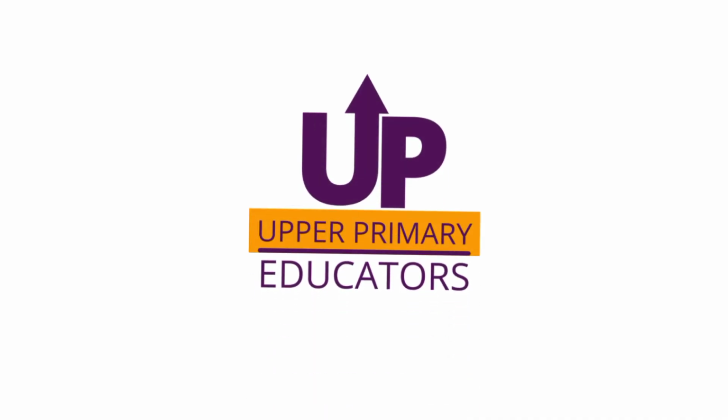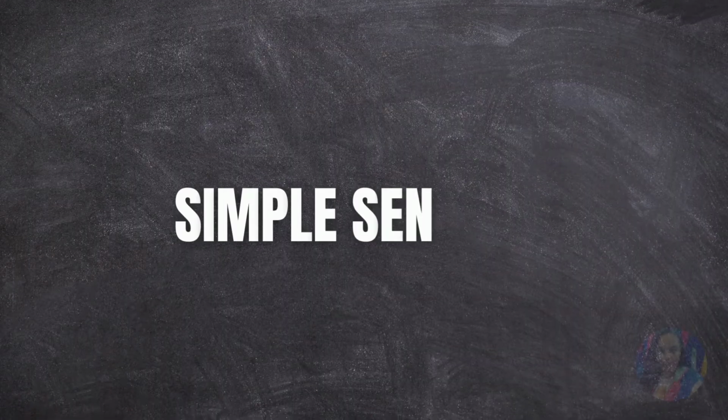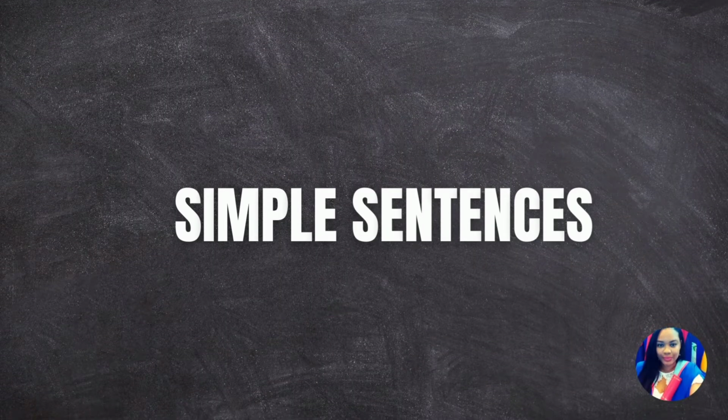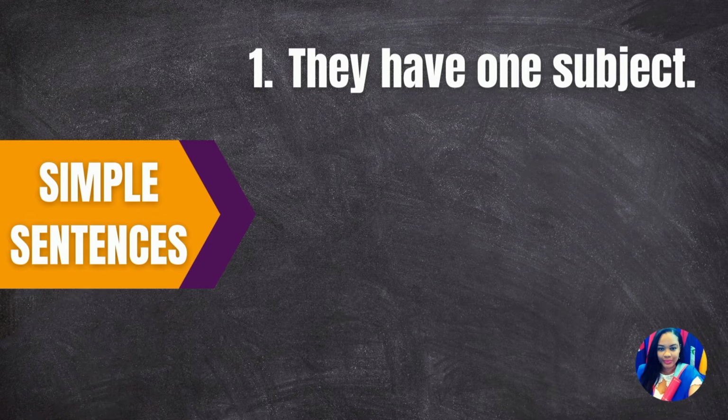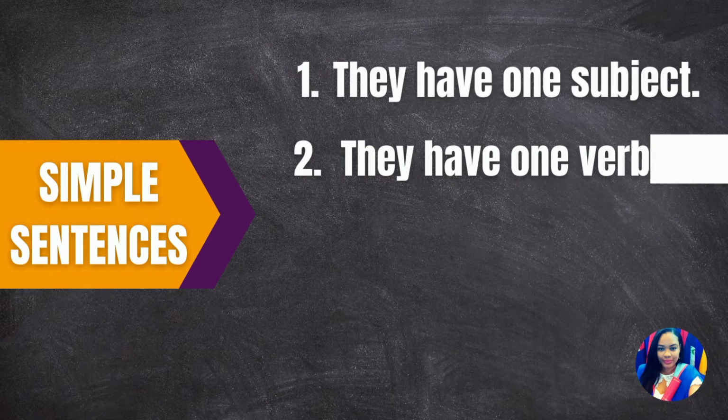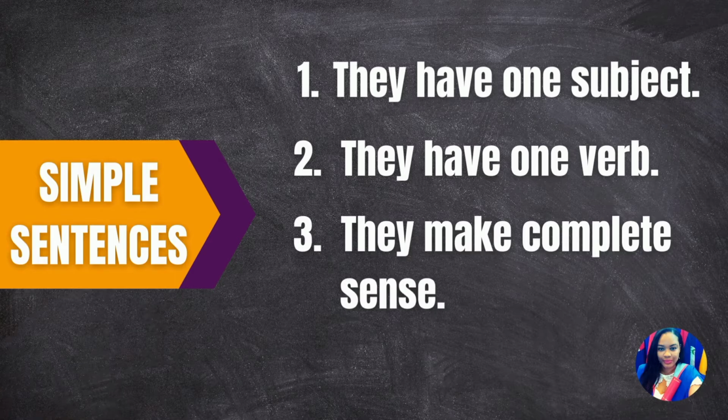Let's talk about simple, compound, and complex sentences. What is a simple sentence? There are three ways that we can identify simple sentences. They have one subject, one verb, and they must make complete sense.